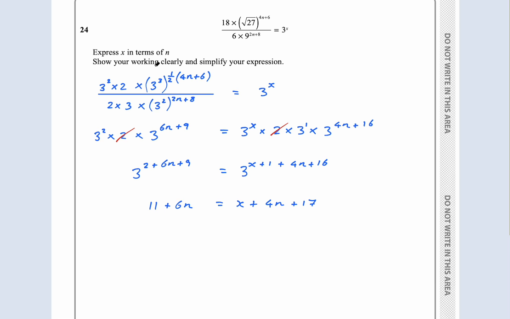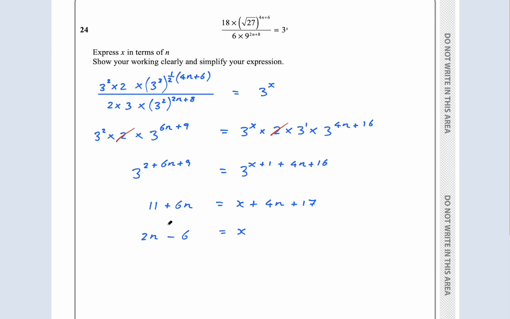I'm trying to get x in terms of n. So let's just leave x over here. I'm going to do 6n minus 4n is 2n. And I'm going to do 11 minus 17 is minus 6. So I get x equals 2n minus 6.